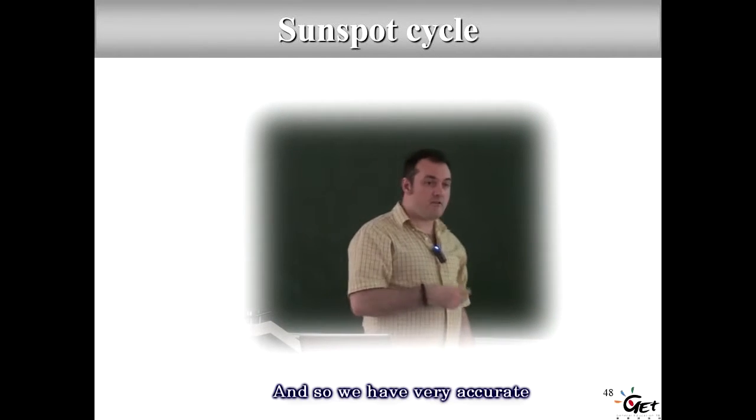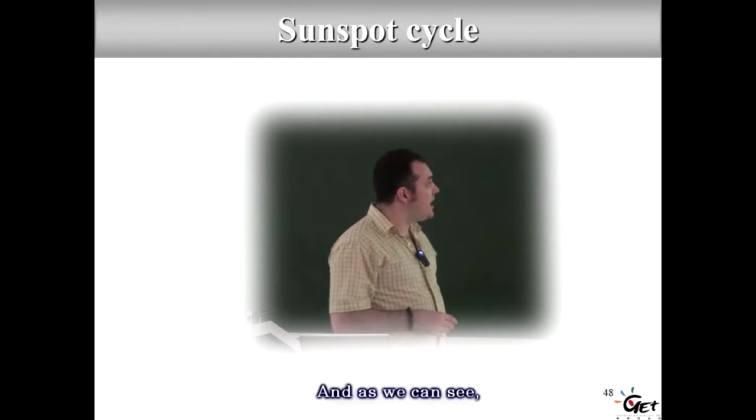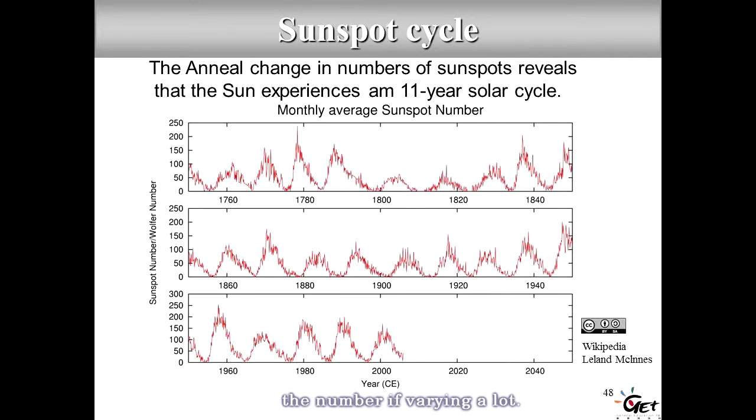And so we have very accurate measurements of the number of sunspots on the sun, and as we can see, the number is varying a lot. And you can see that there is a cycle. So there are years that there are a lot of sunspots, but years that are very, very small. And you see this cycle of activity? It's exactly 11 solar years.